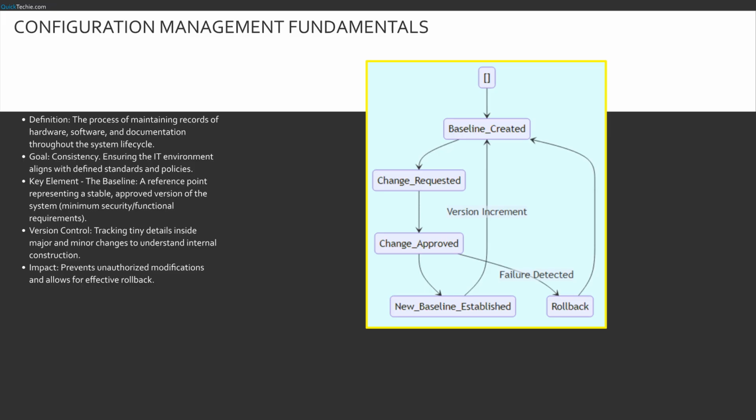Here we see the state of a configuration item. We start with baseline created. This is version 1.0. When a change is requested and subsequently approved, we don't just hack the system. We establish a new baseline, version 1.1. The loop back shows the continuous cycle of versioning. However, note the rollback path. If the change fails, configuration management allows us to revert instantly to the previous safe baseline.